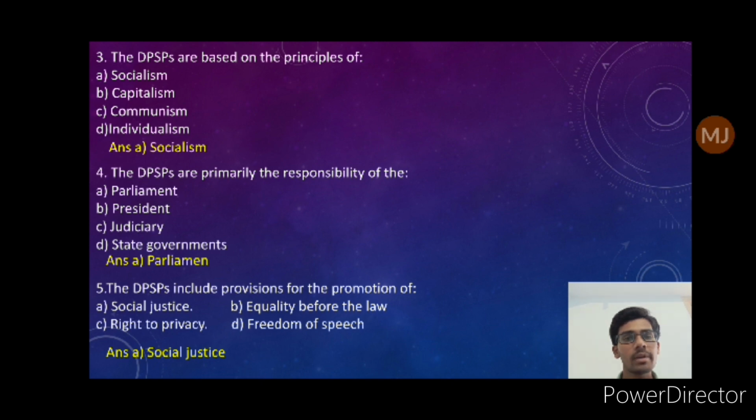Fifth one, the directive principles include provisions for the promotion of option A, social justice. Option B, equality before the law. Option C, right to privacy. Option D, freedom of speech. Answer is option A, social justice.